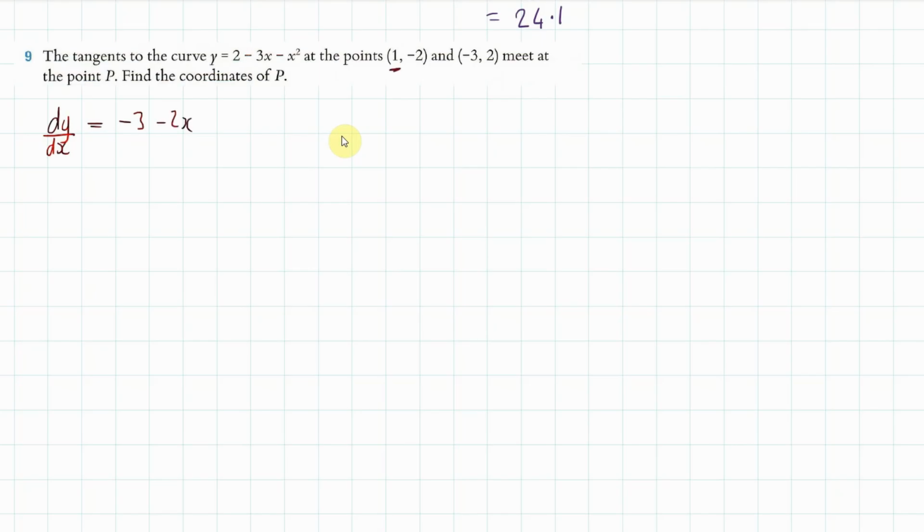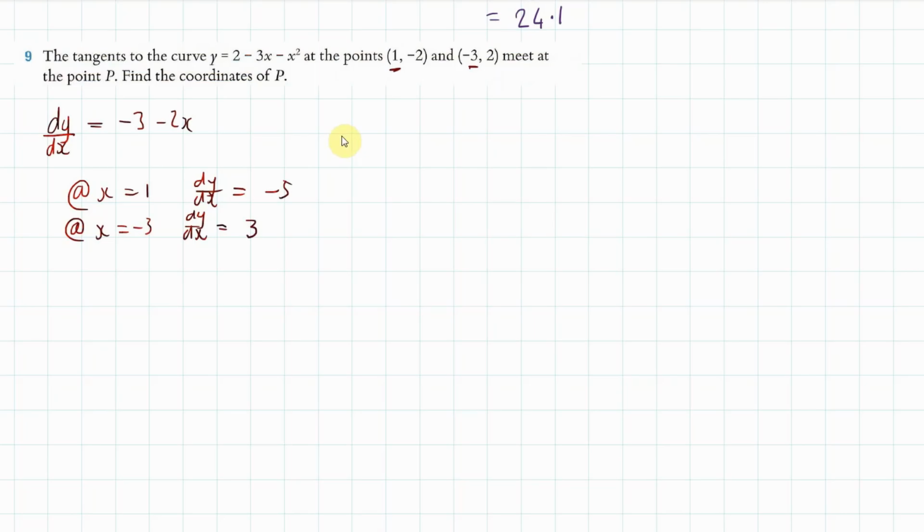And we've got two different gradients at two different points. So we want to find the two tangents. At x equals 1, dy/dx equals, and we just chuck it in, minus 3 minus 2, which is negative 5. At x equals negative 3, dy/dx equals minus 3 minus 2 times minus 3, which is positive 3. I think that's right. Hopefully I'm not stuffing up here.